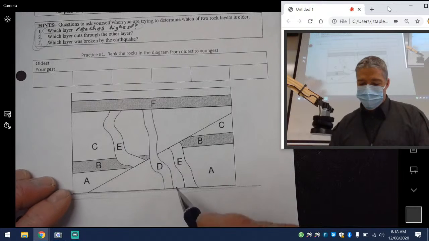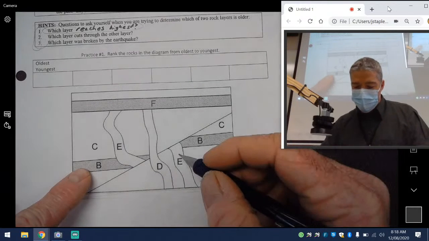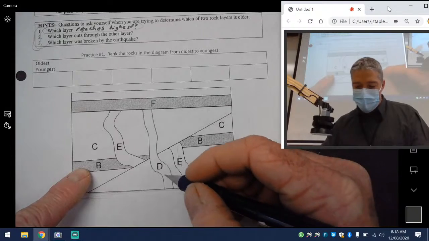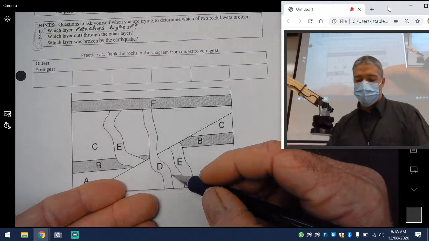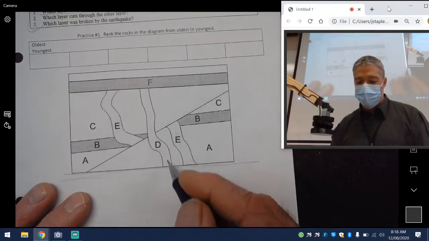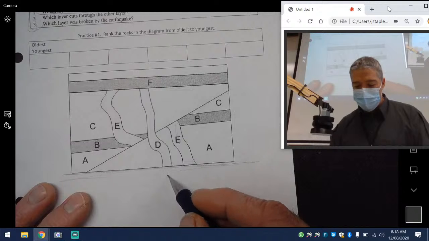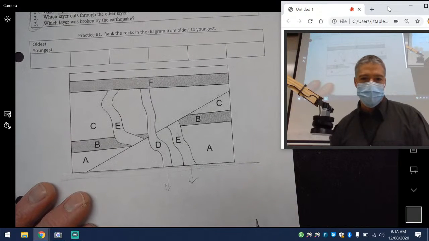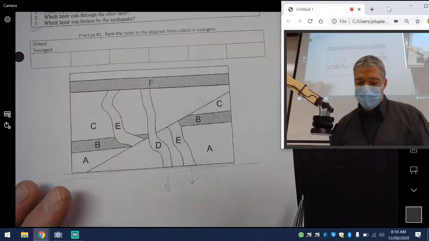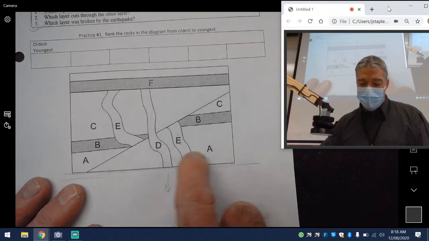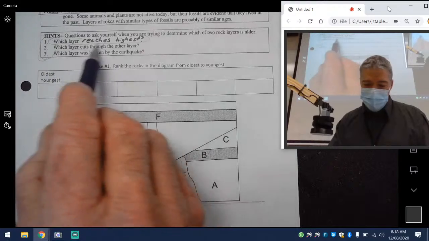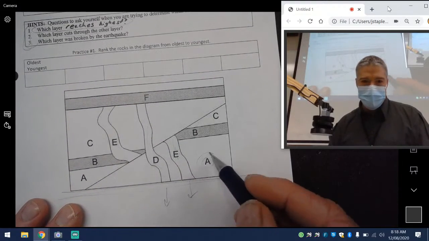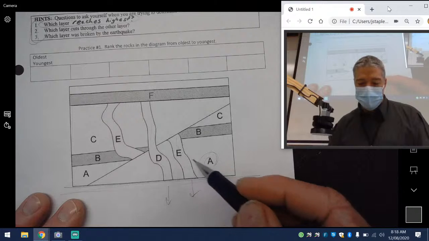Yeah, so this is kind of tricky. If you look at E and D, these are tubes of magma. This could be at a hot spot, it could be at a convergent boundary, but these are tubes of magma that probably extend down this way. So if you were looking at A, those probably go down lower than A. But which layer cuts through the other layer? Does layer A cut through E, or does E cut through A?